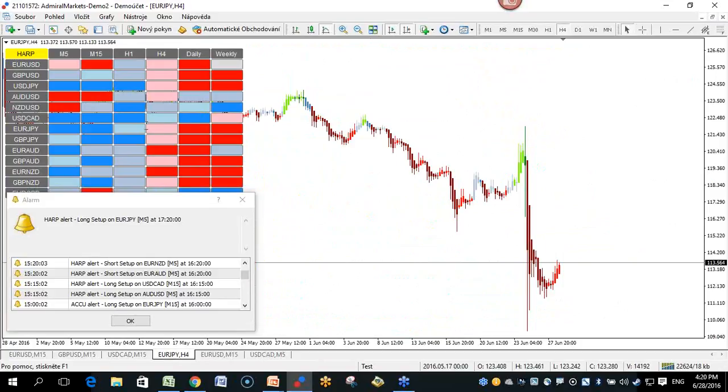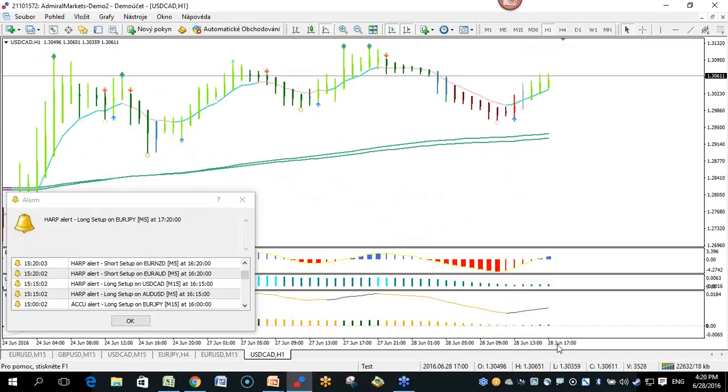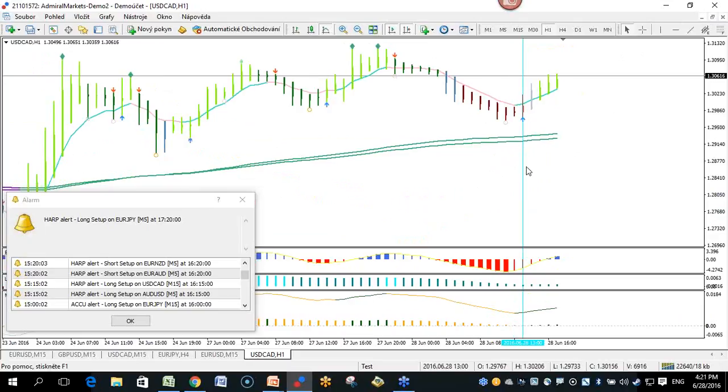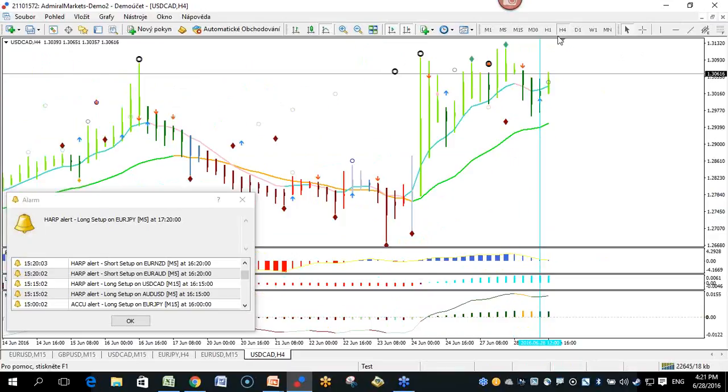What else could have been potential? Euro yen, right? Euro yen as well. Or let me just quickly look at the dollar CAD one more time. See, everything was bullishly aligned.